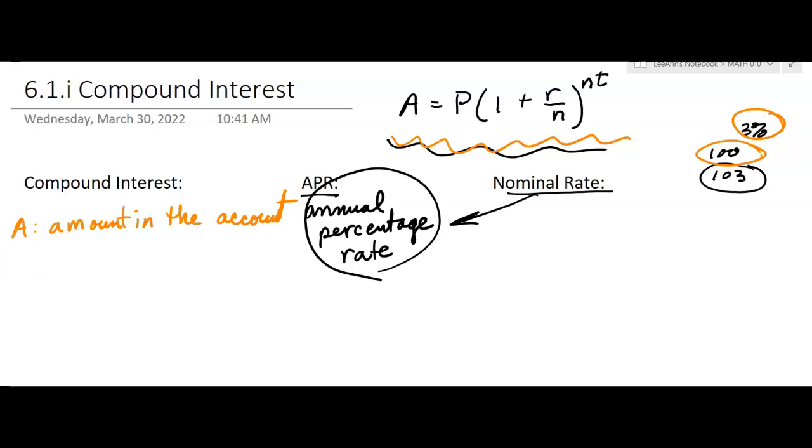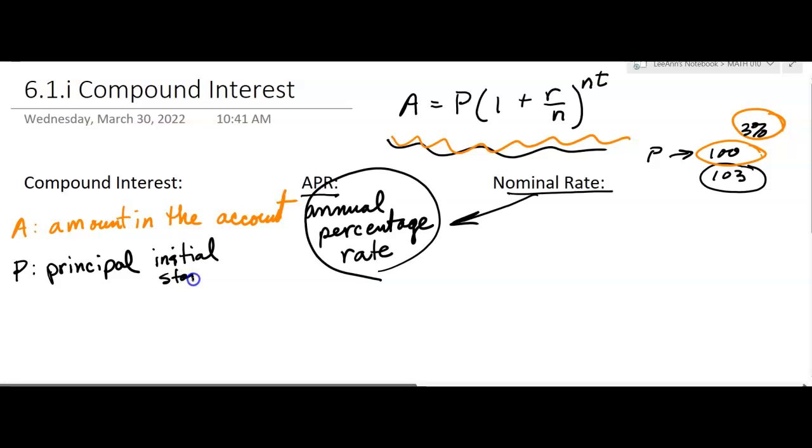P represents what we call the principal. And that's the way you spell it. That's the amount you're starting with. So in my case, the $100 would have been the P. So I was putting in $100. It's the initial or starting amount, okay? Not how much you have after 10 years, but what you started with.